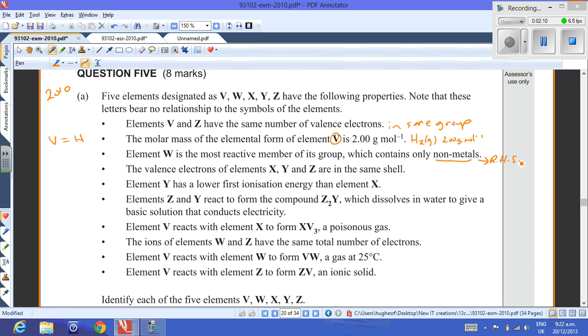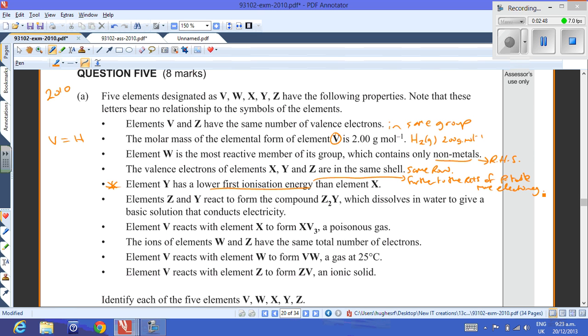The valence electrons of elements X, Y, and Z are in the same shell, which means they're in the same row of the periodic table. Element Y has a lower first ionization energy than element X. Now, this is the one trick that might trip you up. It caught me out. Lower first ionization energy typically means that you're further to the right-hand side of the periodic table, and that usually means you're more electronegative. But just keep an eye on that one, because, as I said, there's a trick or a sting in the tail there, and it caught me out.